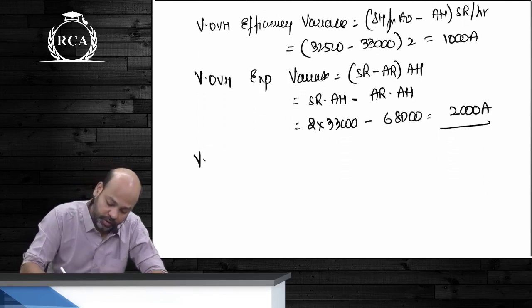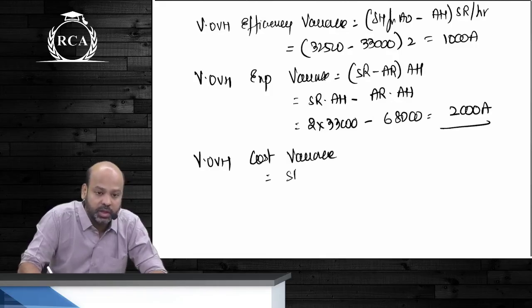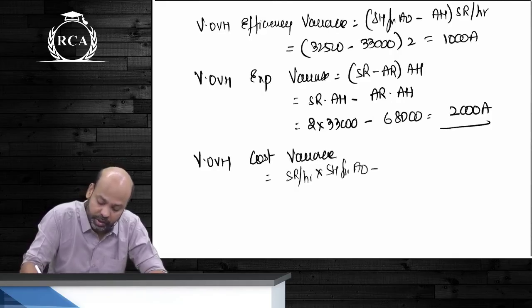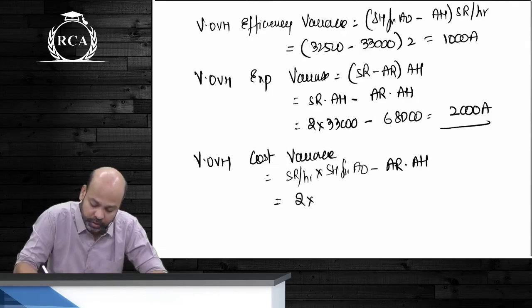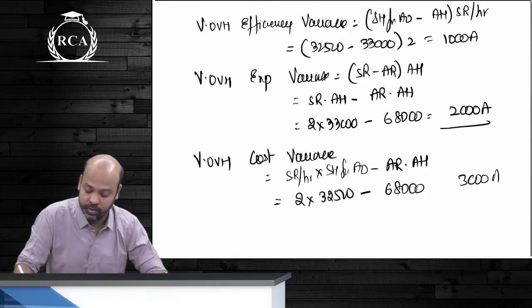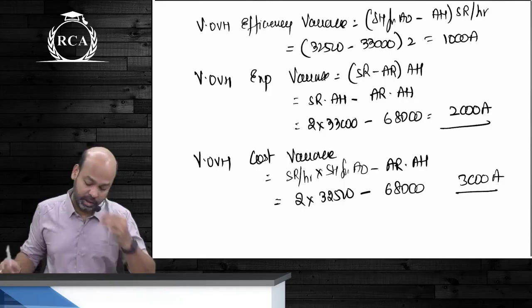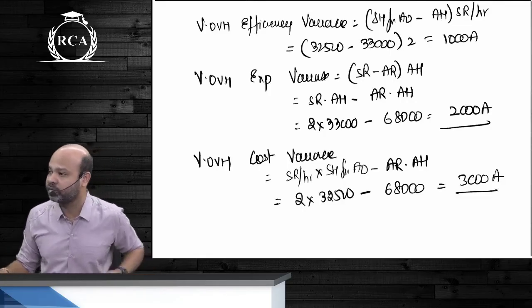Your total variable overhead cost variance or just variable overhead variance will become 3,000 adverse. That is standard rate per hour into standard hours for actual output minus AR AH. 2 rupees into 32,500, beta, minus 68,000. This will become 3,000 adverse. Or you can simply add the above two values, guys. You will get the same answer. These are your variable overhead variances.